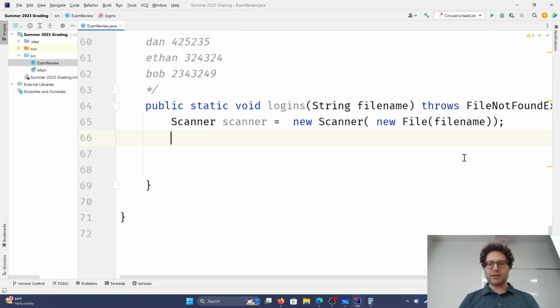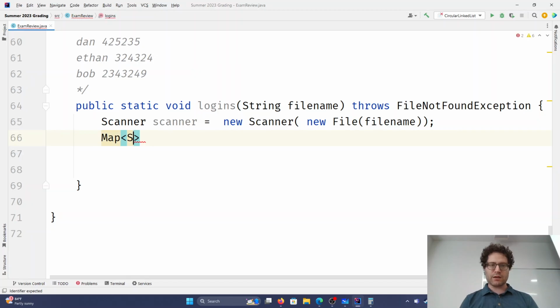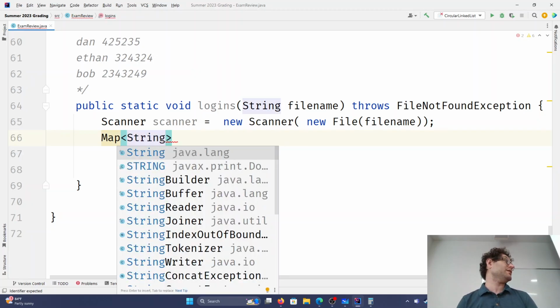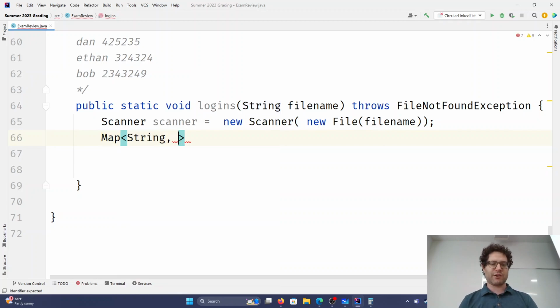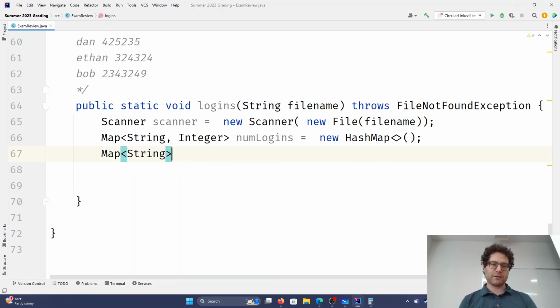Okay. Now we need our maps. Map. It's always going to be what we care about. Tracking is the user, and we need a couple of maps. We need to track the amount of times they logged in. numLogins equal to new HashMap. We also need to keep track of the total amount of time they logged in.